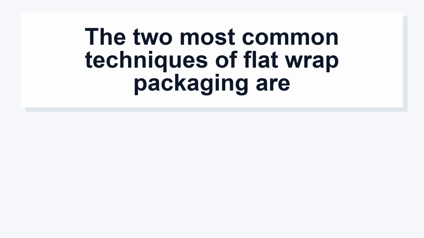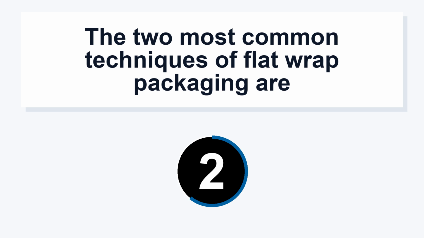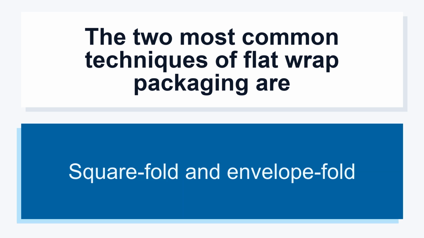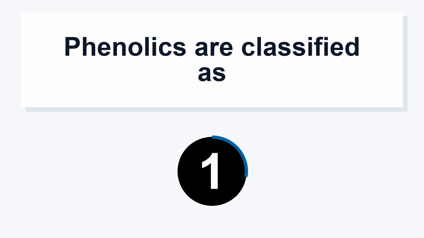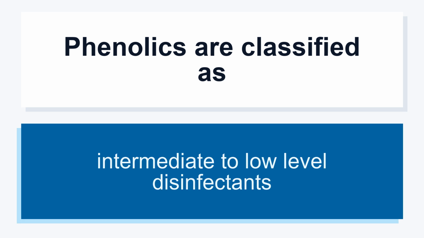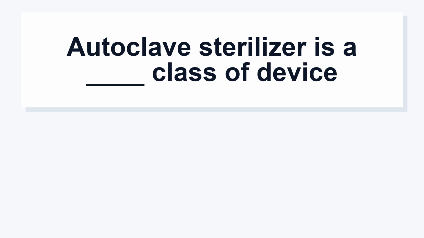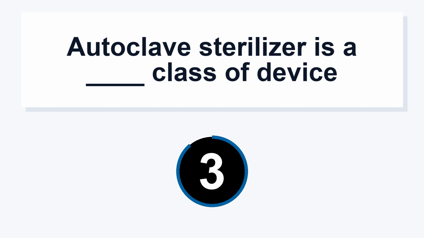The two most common techniques of flat wrap packaging are square fold and envelope fold. Phenolics are classified as intermediate to low-level disinfectants. Autoclave sterilizer is a ____ class of device. Class.